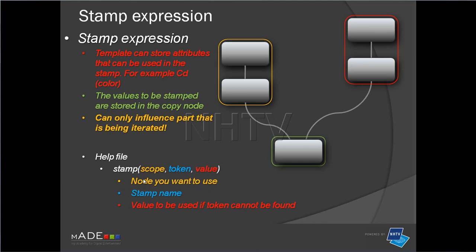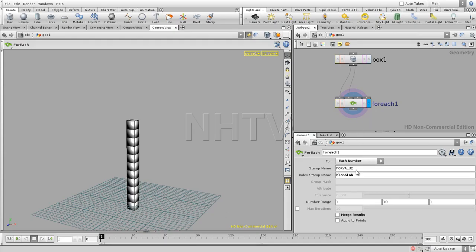Now the color codes that I've added over here don't match up with what you see over here, so it's a little bit confusing. These colors are matching up with the boxes that you see over here. So the node that you want to use is the scope. Token is the stamp name. You can give it a name like I said, and the value is to be used if the token cannot be found. So if this name cannot be found, perhaps it just doesn't exist, then it's going to use a default value that you put over here. So the stamp name is this one, the token.